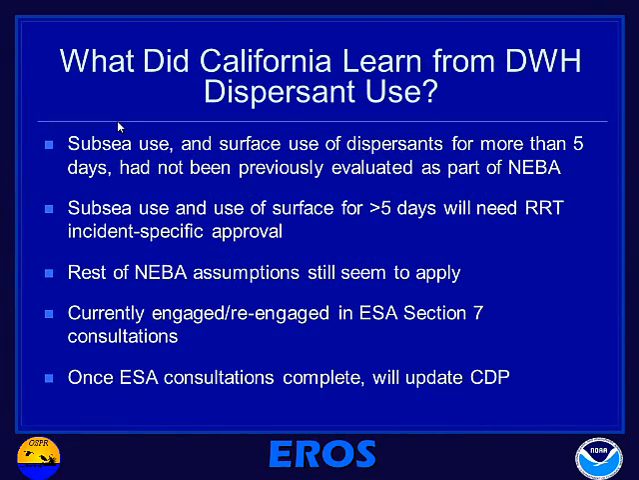So these are some of the things we used. We didn't include subsea use or surface use for more than about 5 days. Those hadn't been previously evaluated, so we're saying, okay, we didn't think of that before, so let's not pretend we did. Let's not say that that's a pre-approved use. You'll need to go to the Regional Response Team and let them puzzle it out at the time of the incident. All the rest of those net environmental benefit analysis assumptions still seem to apply. We were engaged before, and we re-engaged in the Section 7 consultations under the Endangered Species Act. And then once those are complete, we'll update the California Dispersant Plan.